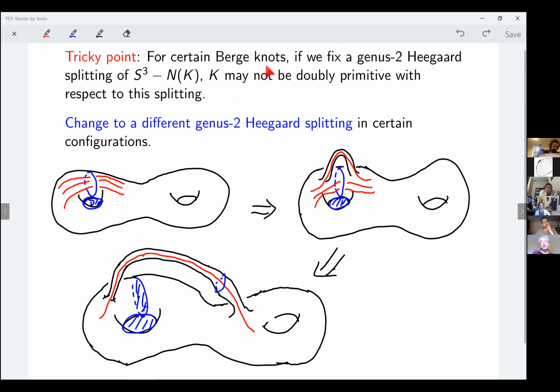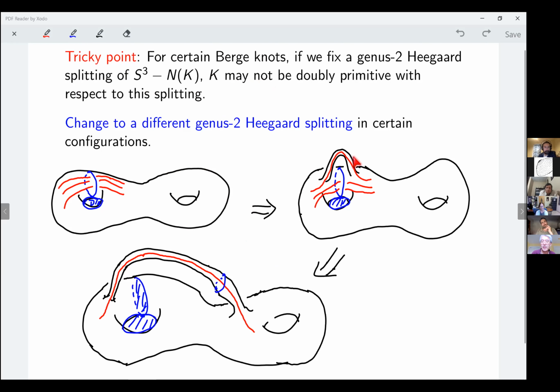So to take care of this issue, we have to do some operations. So this is one of the operations we do. Let's say we start with this planar surface disk pair. You start with this pair, and then you can sort of pull this strand of this knot out. So now you add a handle.